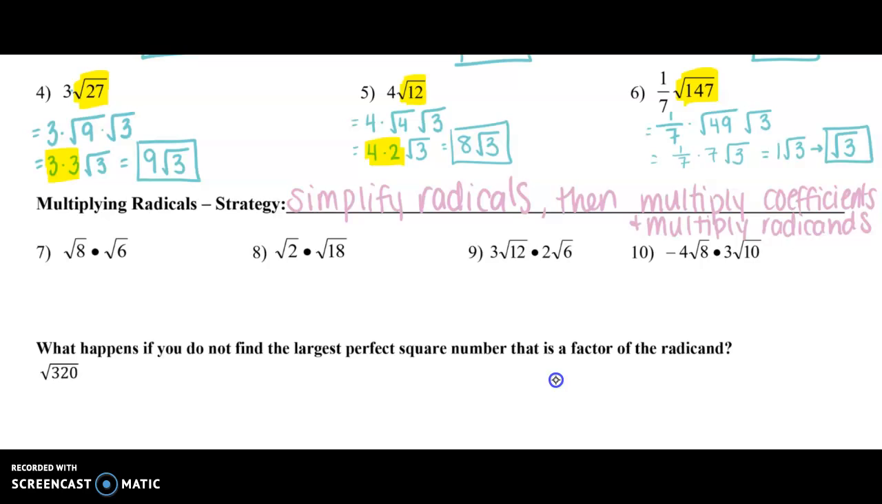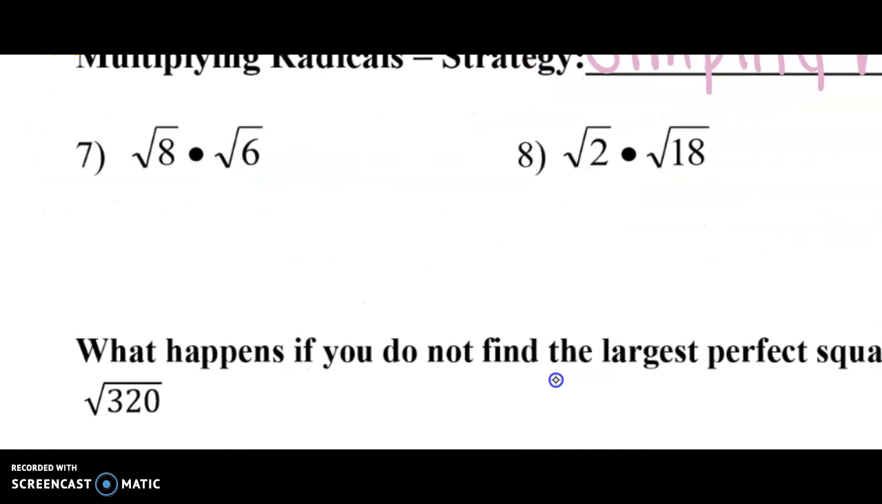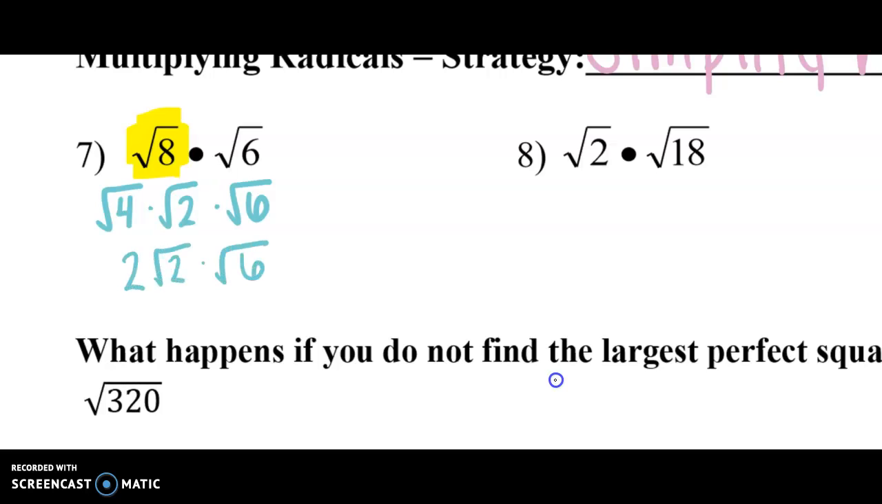Okay. So when I say simplify the radicals, I mean I have the square root of 8 times the square root of 6. What I would suggest doing first is seeing, can I simplify either one of those separately? And I can simplify the square root of 8, because I know that that's the square root of 4 times the square root of 2, times the square root of 6. Square root of 4 is 2, so now I have 2 root 2 times root 6.